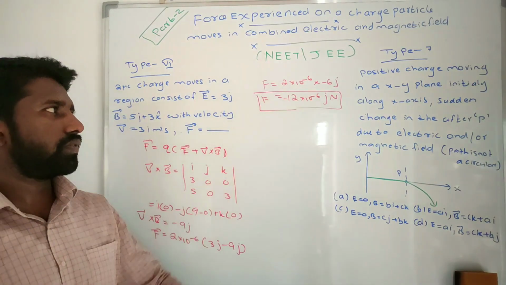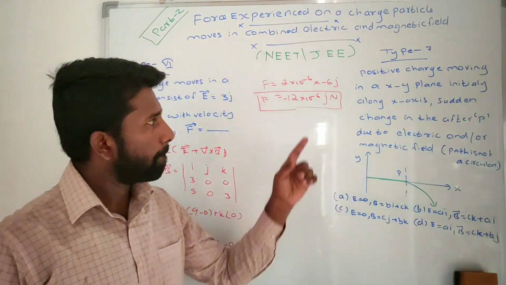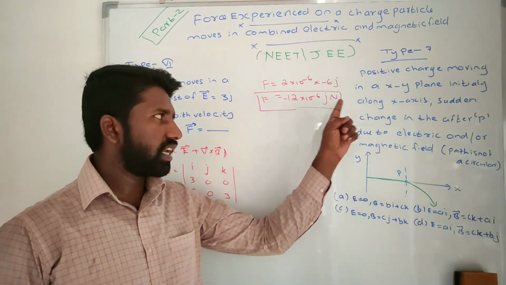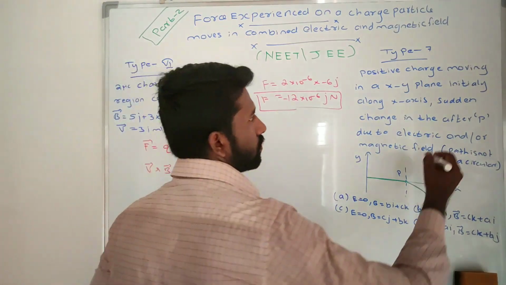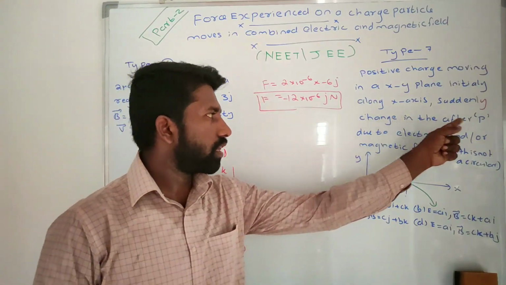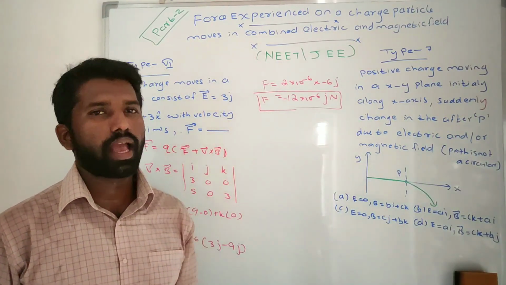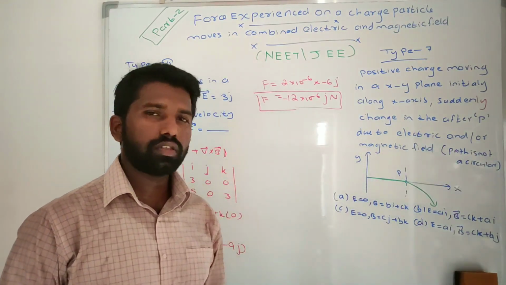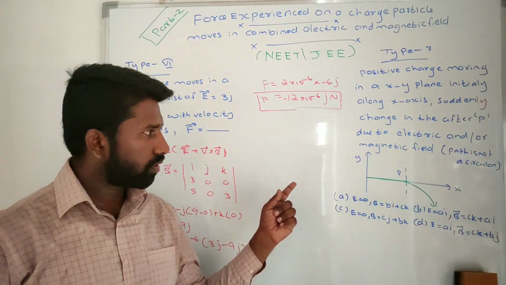Now we will see type 7. A positive charge moving in the xy plane initially along the x-axis. Okay. Suddenly the direction changes after P due to electric and or magnetic field. The path is not circular. They are given the options. Which option is possible? So what did they tell?